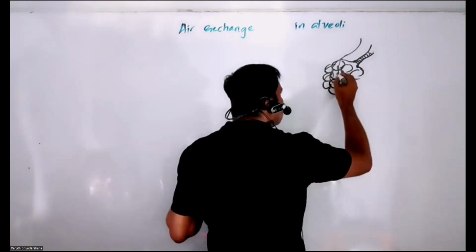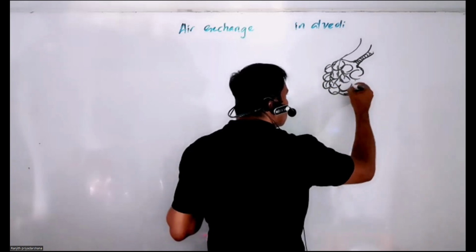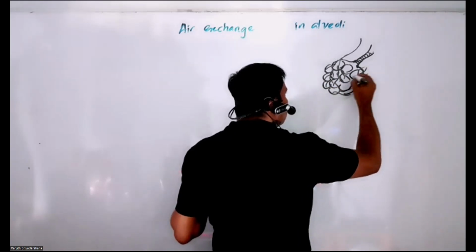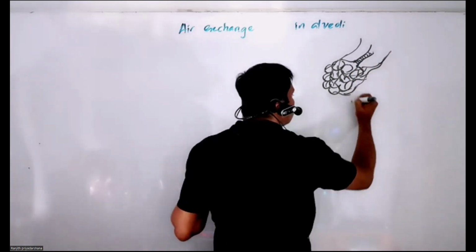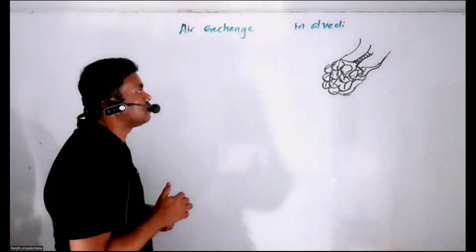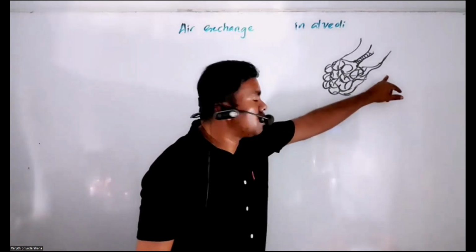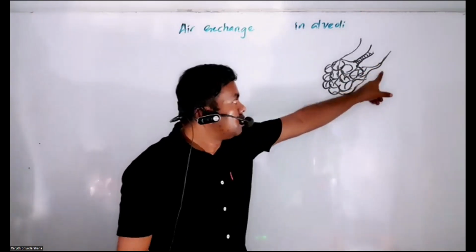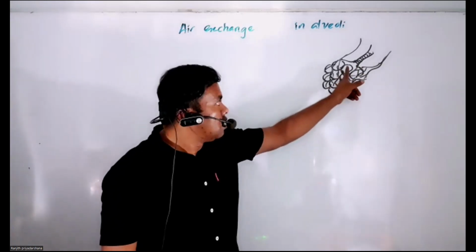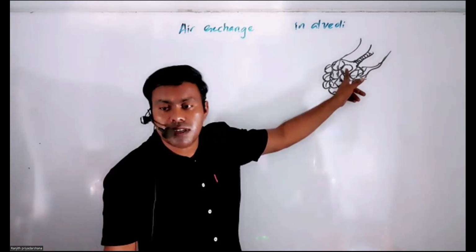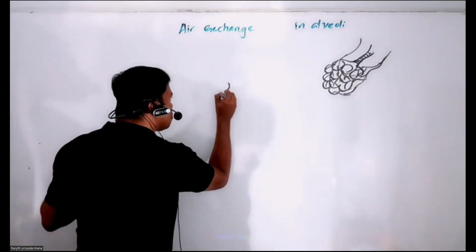It is a highly vascularized system, and these capillaries combine together to make that venule that brings oxygenated blood towards the heart. So this venule, we learned that in detail, right? So now we are going to learn what happens in a single alveoli. Let's draw that.